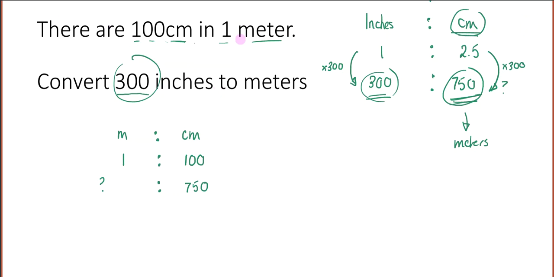Yeah. So what we need to do is figure out how many lots of 100 I've got in 750. So we're going to do 750 divided by 100. Yeah. And what do I get? 7.5. So I now know that 7.5 meters is 750 centimeters. Okay. So that means, to answer my question, that 300 inches is how many meters, guys?